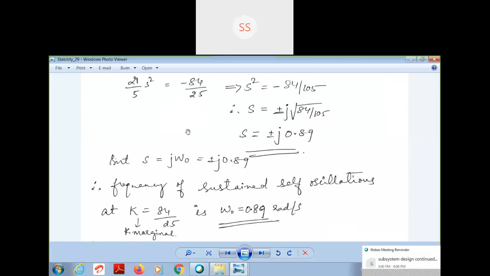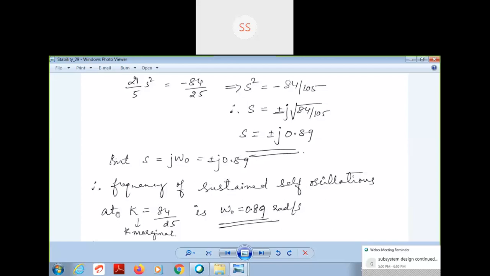Because we have selected k equal to 84 by 25, this has made the system generate oscillations in the response, because the system is tending to unstable. When the system is unstable, only then are there oscillations. Once the system shows oscillation, obviously those oscillations are associated with some frequency, which is calculated by comparing j omega naught equal to j 0.89. So this 0.89 radians per second indicates the frequency of those oscillations in the response.